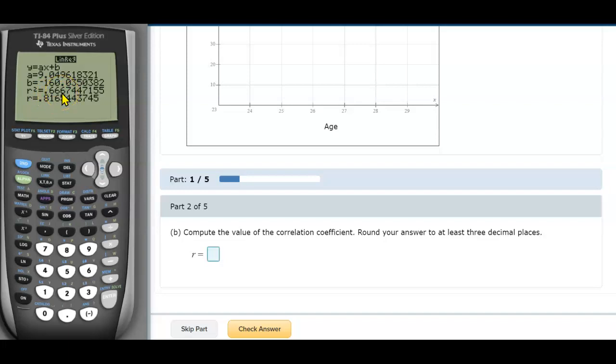Is not really good. Well, it's okay, but it's not really close to 1, right? The closer to 1 is the better. And it's giving you the R, and that's the R that we are looking for. So the R is the coefficient of correlation.